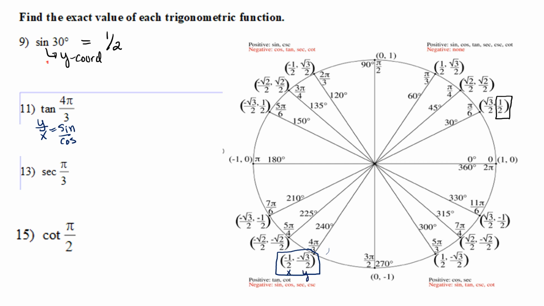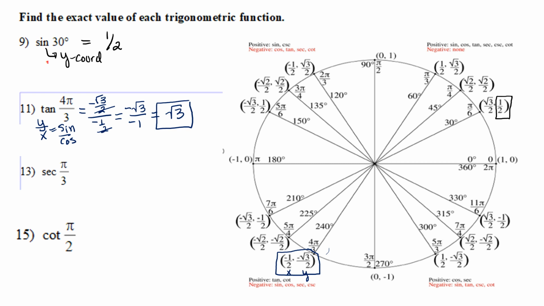Okay, so I'm going to set up the ratio for tangent, which would be negative root 3 over 2 divided by negative 1/2. Okay, since both fractions have the same denominator, if I'm dividing by 2 in both, I can reduce those, which will give me negative square root 3 divided by negative 1, which works out to be positive square root of 3. So the tangent ratio at 4 pi over 3 is positive square root 3.